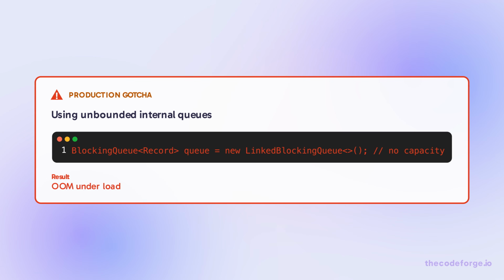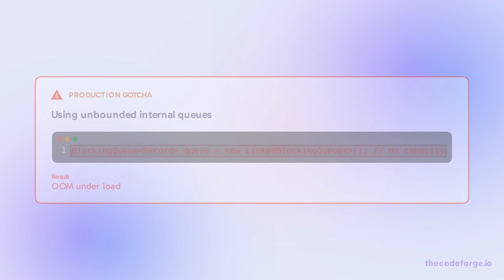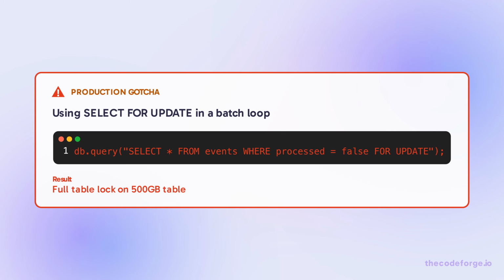Never use unbounded queues between poll and process. Under load, the queue grows until OOM. Always use bounded queues with a sensible capacity. Never use SELECT FOR UPDATE in a batch loop for stream-like behavior. I've seen this cause a full table lock on a 500 GB table, taking down the entire service. Use Kafka or a queue instead.